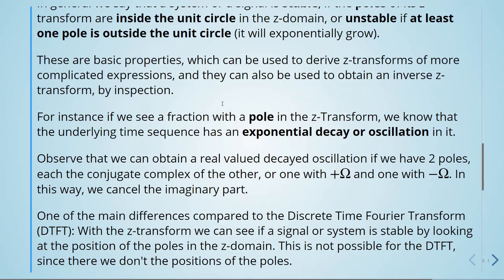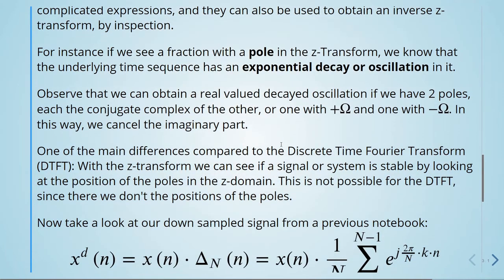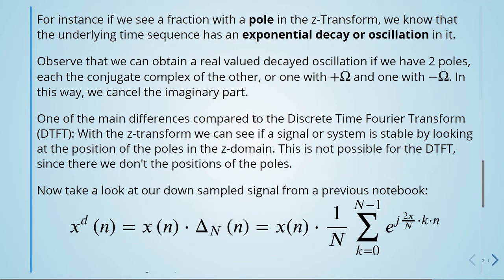Observe that we can obtain a real valued decaying oscillation if we have two poles, each the complex conjugate of the other, one with a plus capital omega and one with a minus capital omega. In this way, we cancel the imaginary part. This is one of the main differences compared to the discrete-time Fourier transform, the DTFT. With the z-transform, we can see if a signal or system is stable by looking at the position of the poles in the z-domain. And this is not possible for the DTFT, since there we don't know the positions of the poles.